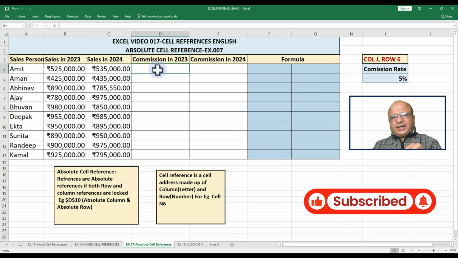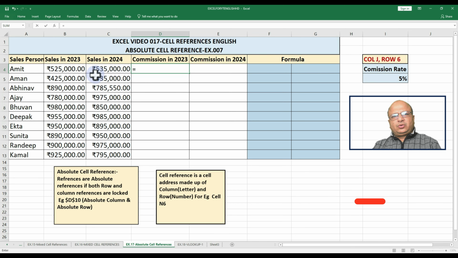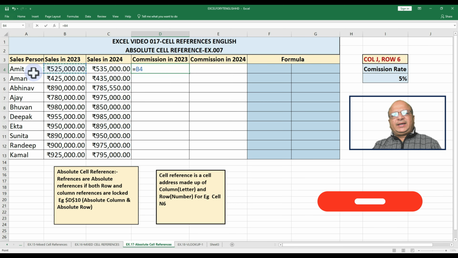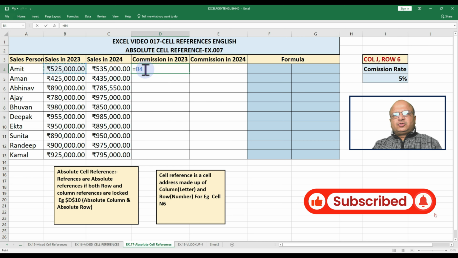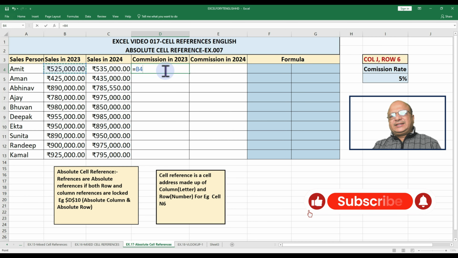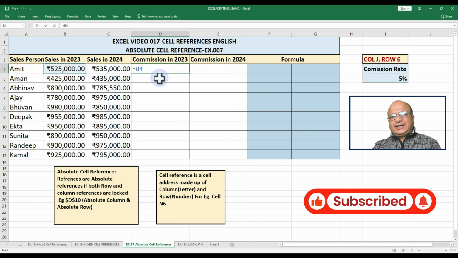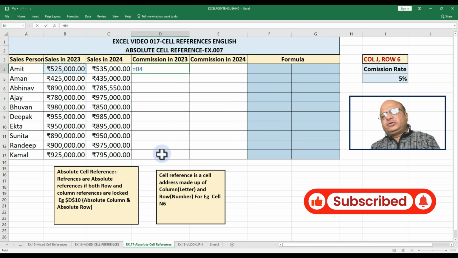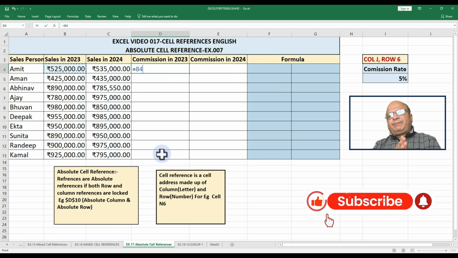So in order to calculate the commission, that will be sales into commission. So equal to B4, that is sales in 2023 given by Amit, equal to B4. So we need to check whether the column reference and the row reference in a cell address need to be frozen, or we want to keep it as it is. We are copying this formula in the dual direction, that is from left to right as well as from top to bottom. So row reference and column reference both will get incremented while copying the formula.